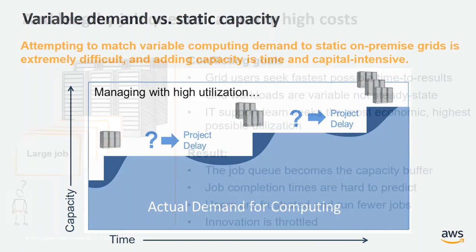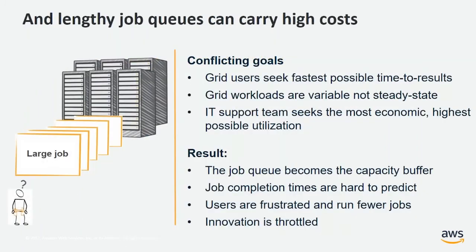The conflicting goals among risk users who really want the fastest calculation times and infrastructure teams who often need to maximize utilization can lead to delayed workloads and unpredictable completion times. This can lead to frustrated users who run fewer risk jobs, and ultimately the cost is reduced innovation. And to me, that's a worst case scenario. When you stop innovating, that's really when your business runs into trouble.